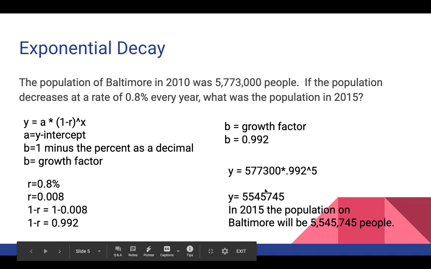So the answer is, in 2015, the population of Baltimore will be 5,545,745 people.